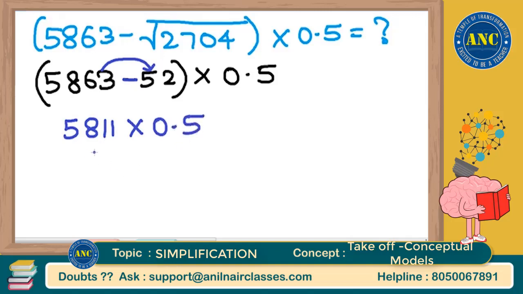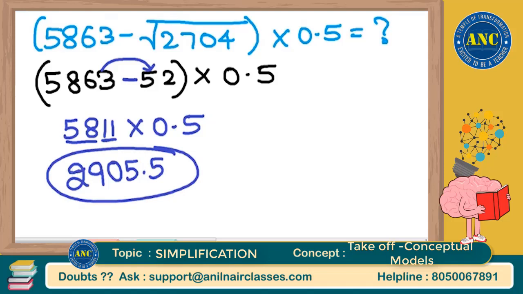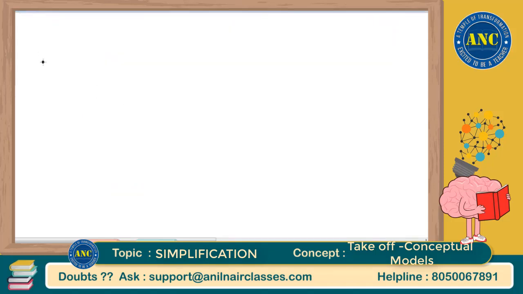It is 5811 into 0.5. 0.5 is nothing but half. 58 half is 29. 11 half is 5.5. So 2905.5. Idea clear?